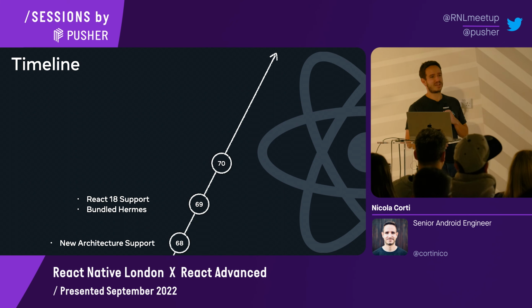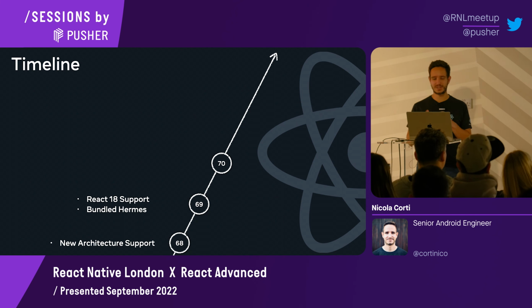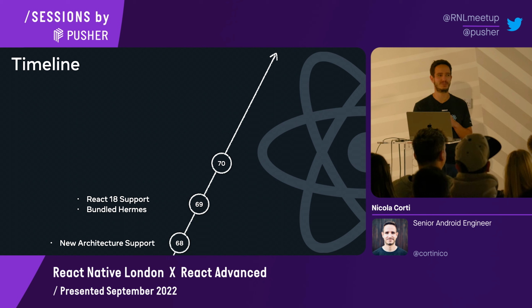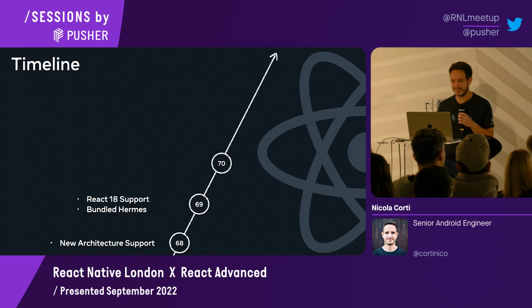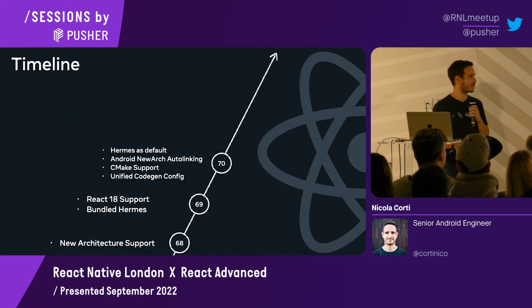Then React Native 0.70 was released recently, I think last month, and that brings a lot of improvements and changes for the new architecture, which came directly from community feedback. Some of the things we built there were just because when we released 0.68, people told us, well, this is awesome, but it can't work without A, B, C, and D. That's why, again, we have Hermes as default. I talked about it. We added auto-linking support for the new architecture on Android, which was missing.